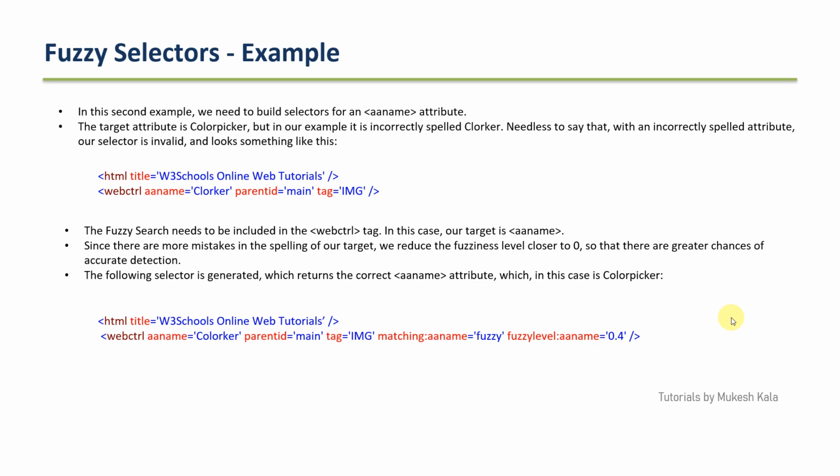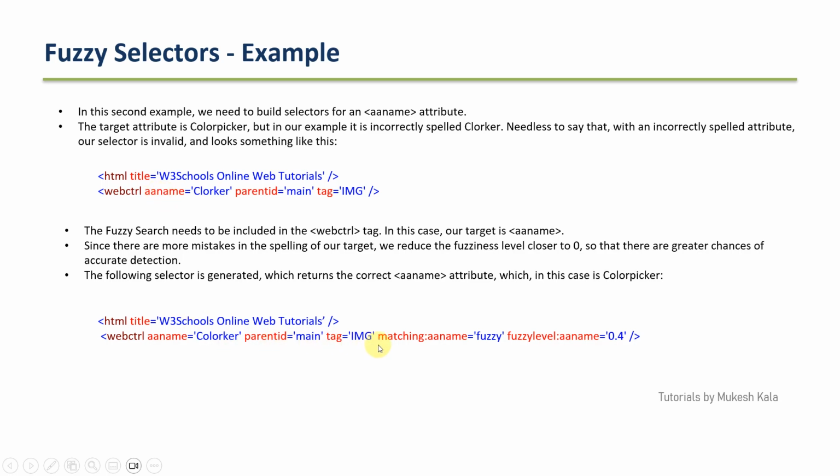Okay, so this was about the fuzzy selector. I quickly have one more example for you, right? So this is from W3 Schools. So let's say I am writing an automation where I have to go to W3 Schools and search for something which is called a color picker, right? But the attribute name is misspelled. Somebody misspelled it while editing, and it is specified as color cur, right? Now the correct spelling is color picker and the wrong spelling is color cur.